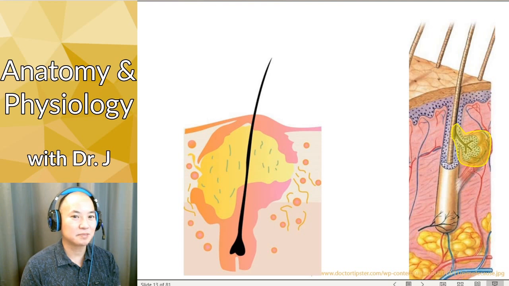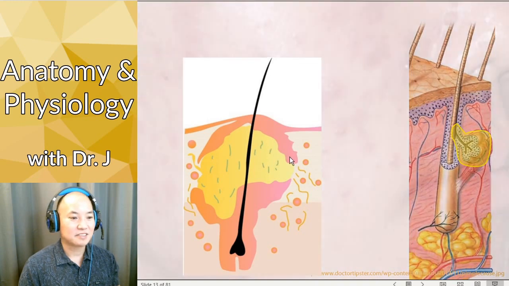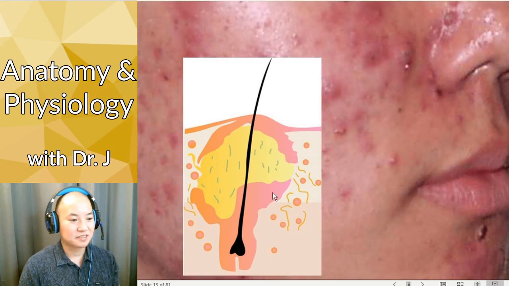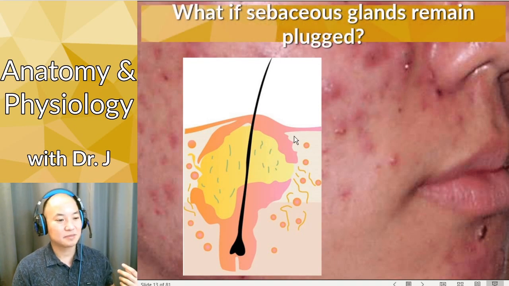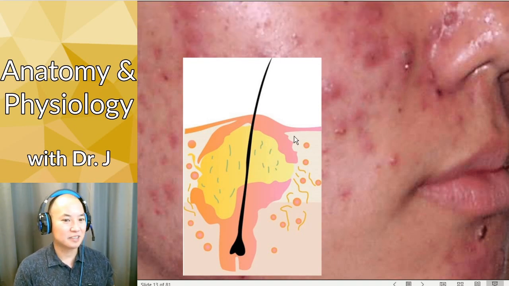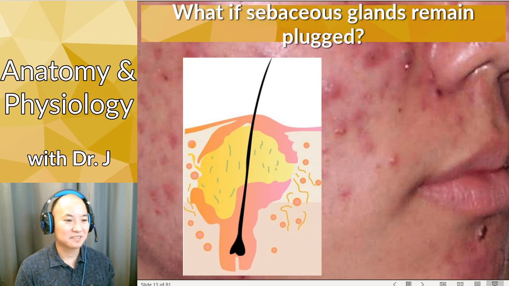So this is why we typically see this kind of redness in the localized area when we have pimples. Again, it's raised due to all the sebum, dead cells, and keratin down here, but also a little inflammation leads to the redness. But the thing is that acne comes and goes, right? But what if the sebaceous glands remain plugged? So what do we see here?